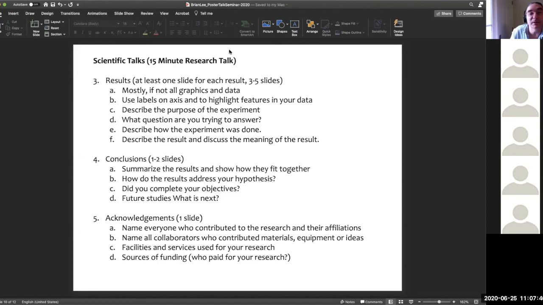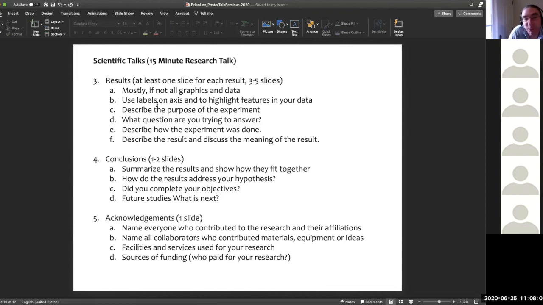And go ahead and use labels. If you're doing graphs, make sure you label the axes. If you're doing gel figures, for example, use labels to highlight features within the data that you want the audience to pay attention to.